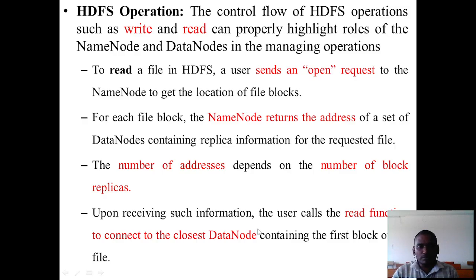Upon receiving such information, the user calls the read function to connect to the closest data node containing the first block of the file. Based on that, it identifies the location, connects to the closest data node from the name node, and retrieves the data in the nodes.